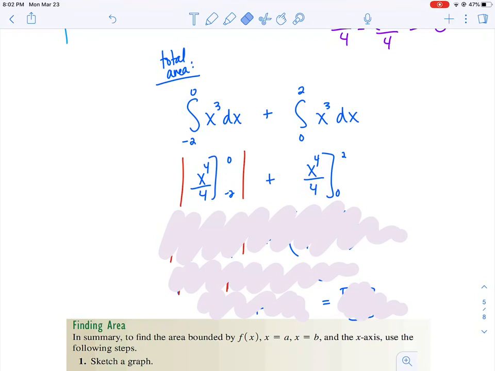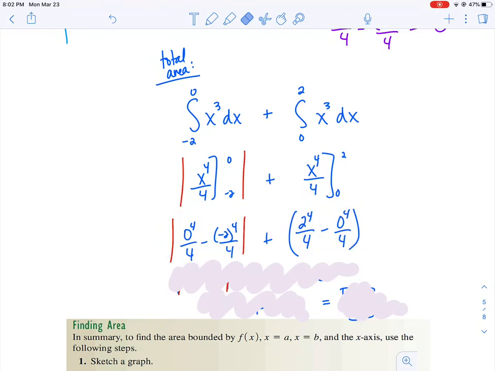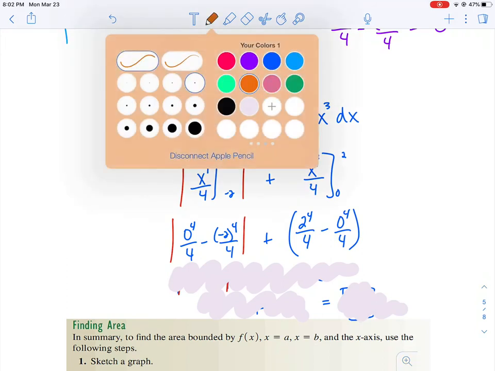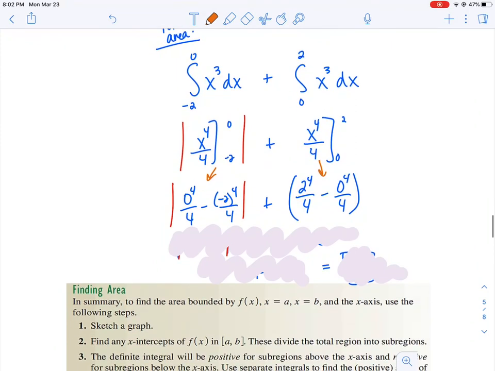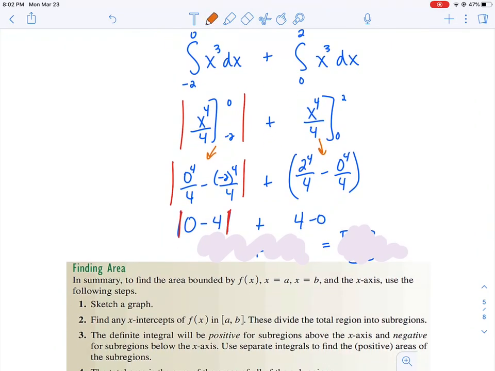So I'm going to evaluate each integral. I'm going to find the antiderivative, and I'm going to evaluate it from the upper limit to the lower limit, my fundamental theorem of calculus. In this first piece, I'm going to plug in my upper limit, plug in my lower limit. But remember, you should end up getting a negative value, and then we have to take its absolute value. In my second piece, I'm going to evaluate it from 0 to 2. So I'm going to plug in 2, I'm going to plug in 0, and subtract them. And let's see what happens.